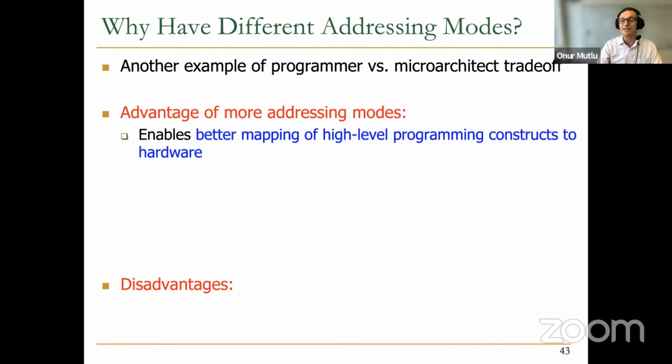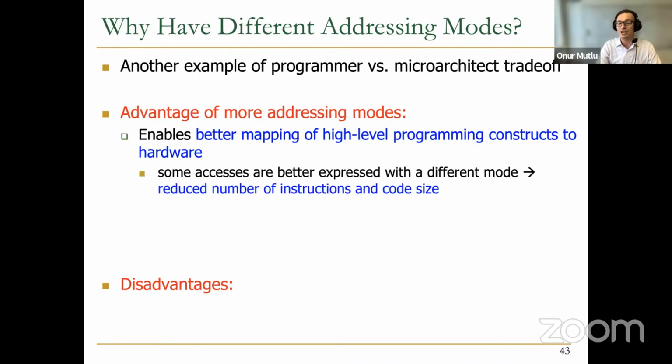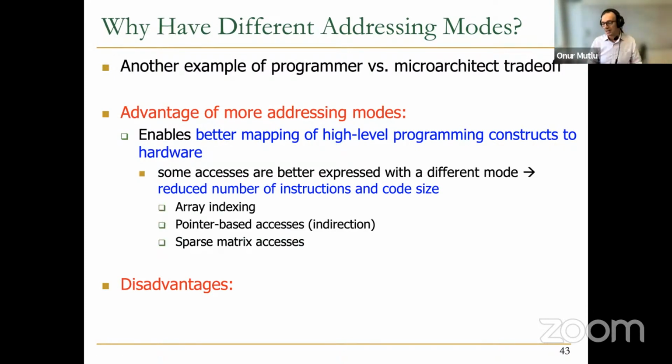So the advantage, again, is that it enables better mapping of high-level programming constructs to hardware. Some memory accesses are better expressed with a different mode. You use a reduced number of instructions and code size to express these addresses. For example, array indexing. Base plus offset is very good for array indexing. If you don't have base plus offset addressing mode, you'll have difficulty. Well, not difficulty, but you need to use more instructions to calculate the address.